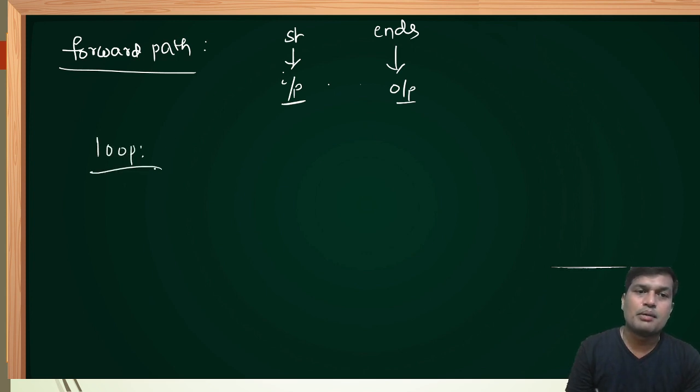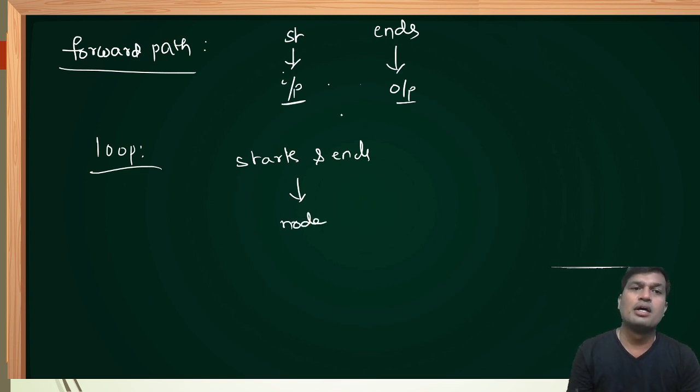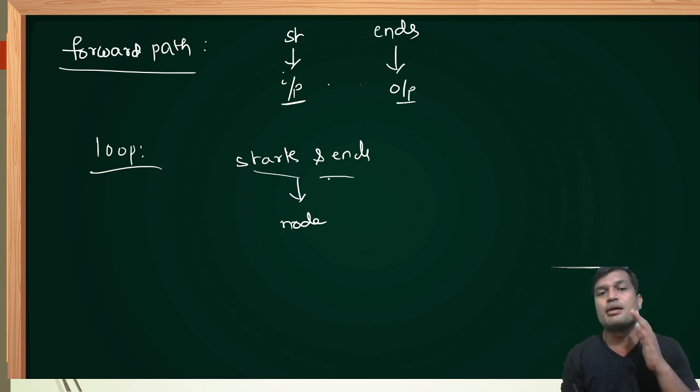Loop. A path which starts and ends at the same node is called a loop, or individual loop. In the case of a forward path, the starting point is the input node and the ending point is the output node. But in the case of a loop, both the starting and ending point are the same node. Then we can say it is a loop.